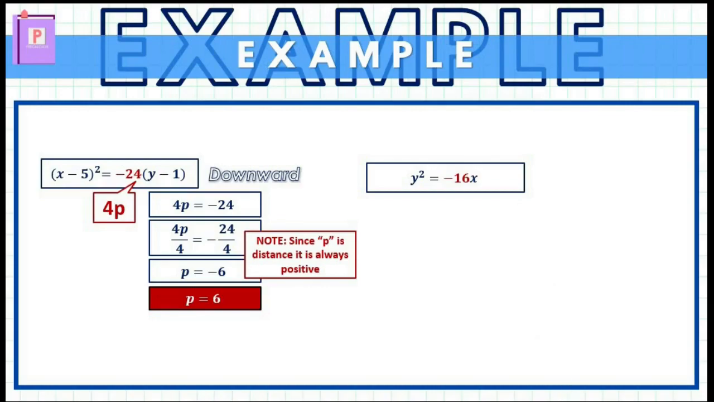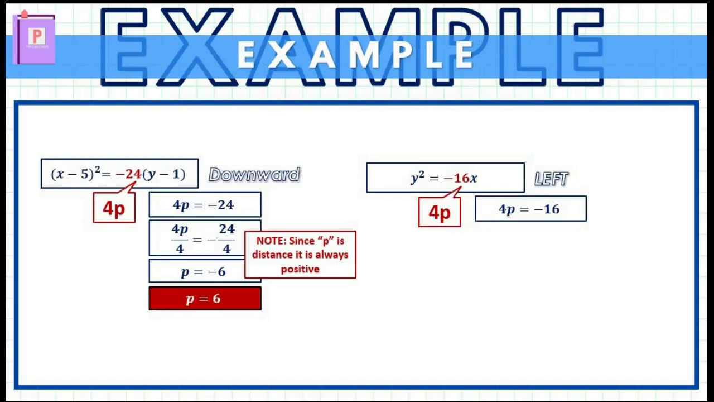Now, in this example, 4p is denoted by the multiplier or coefficient negative 16. And this is an example of a parabola that opens to the left because y is squared and 4p is negative. Let's now solve for the value of p.